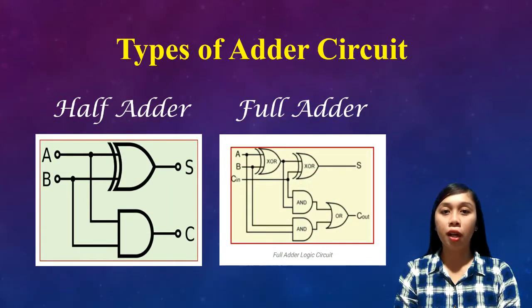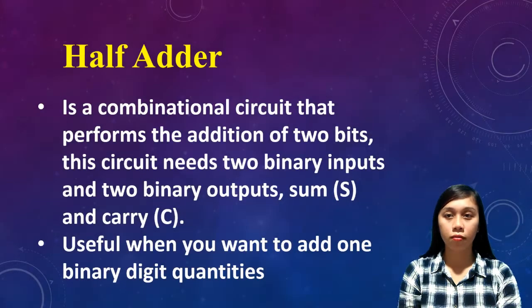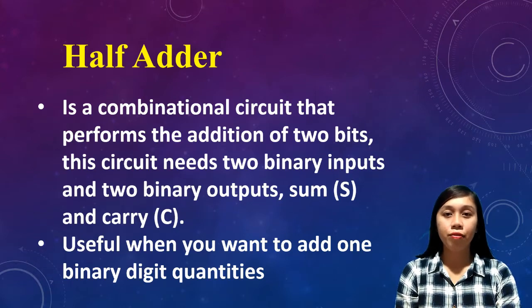So there are two types of adder circuit. The first is the half adder circuit, and the second one is the full adder circuit. Let's have first the half adder circuit.